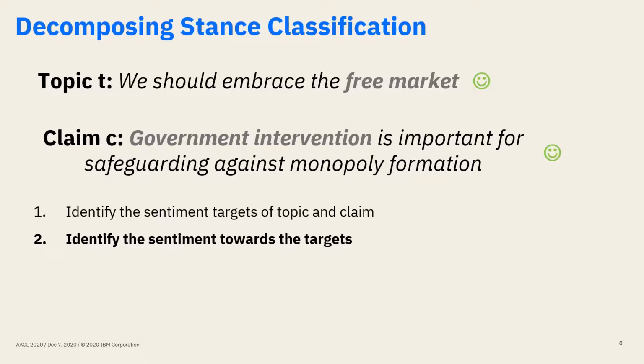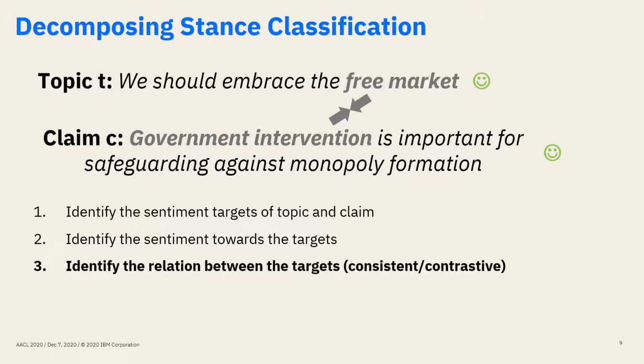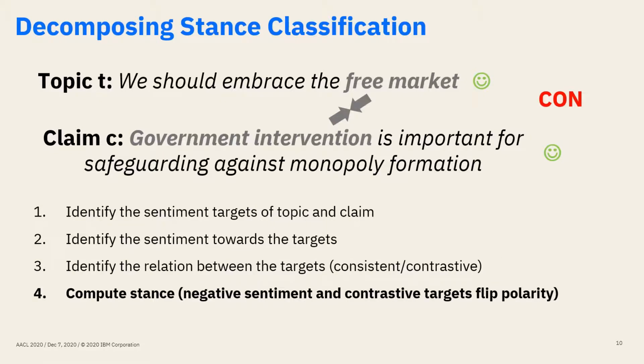We can see that the topic is positive about the free market, and the claim is positive about government intervention. We also need to identify the relation between the targets. Supporting government intervention implies opposing the free market, so we say that these targets are contrastive. If the stance towards one target implies the same stance towards the other target, we say they are consistent. Finally, we can compute the stance. Negative sentiment and contrastive targets flip the polarity. Here we have two positive sentiments and a contrastive relation. One flip in total, so the stance is con.